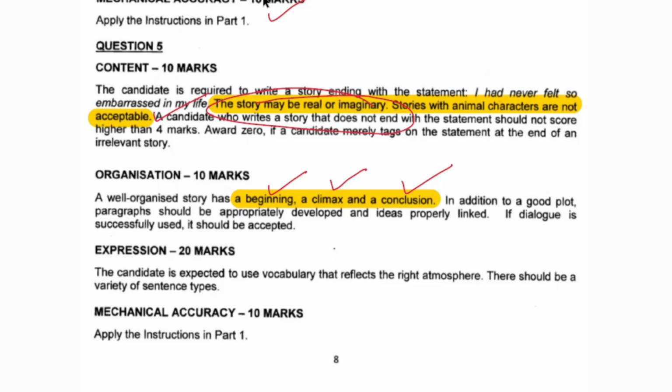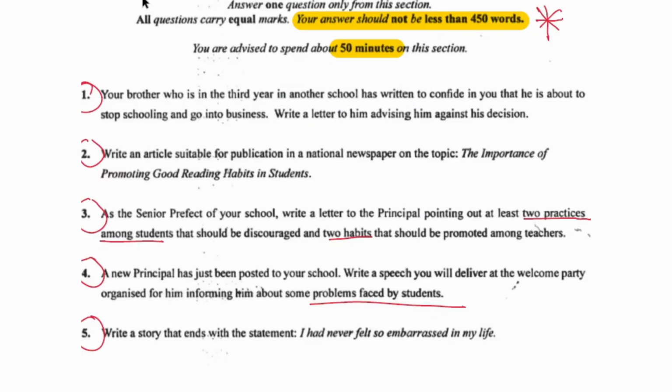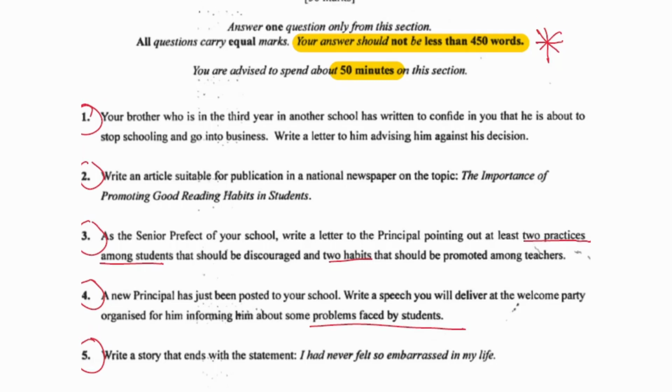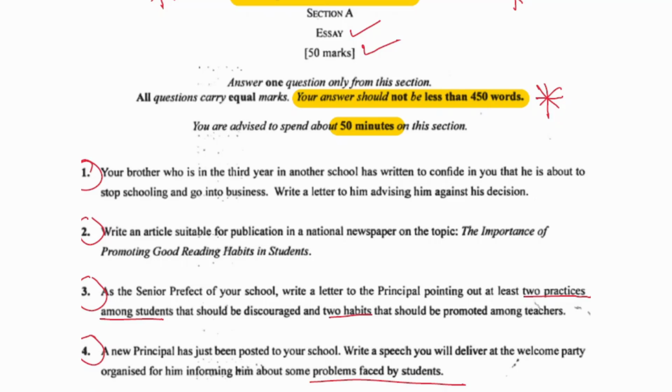If you are using dialogue, then no problem, it will be accepted provided you present it appropriately as expected. And of course, as we have been discussing, for mechanical accuracy, all we have discussed before also come into play. So it is out of these 5 questions that you are expected to answer only 1 question. You don't write a letter to your brother and then also write this story. No, out of this section A, you should only attempt one question. Answer one question only from this section, and once you've done that, you will be on your way to gaining that excellence you are looking for in your exam.